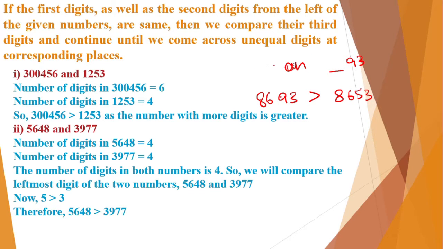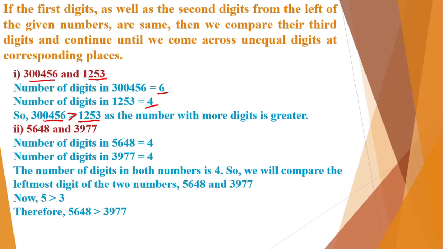So here we have some more examples. The first example is 3,456 and 1,253. Let's just check the digits, right? In the first number we have 6 digits and in the second number we have 4 digits. You can see here that 6 is greater than 4, right? So hence 3,456 is greater than 1,253.